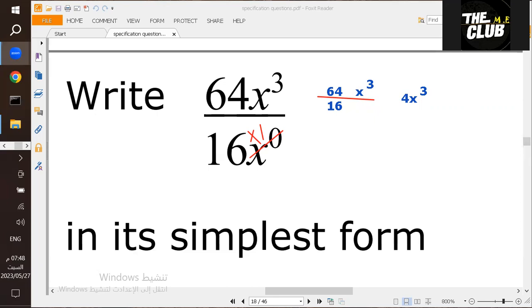Oh, I understand you, son. Okay, no problem. We will talk about this, okay? So the simplest form of this one is this, okay? Right, let's move on to the next one.